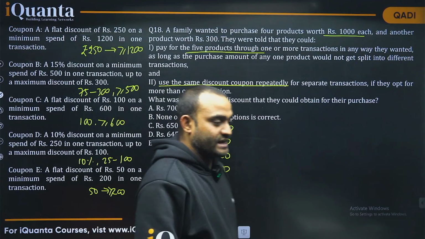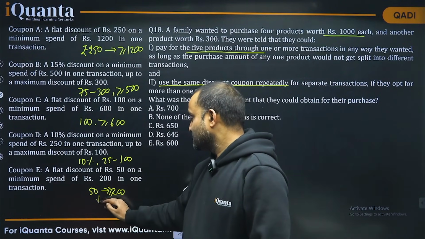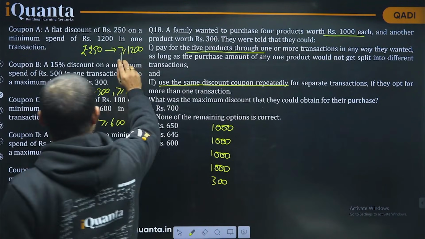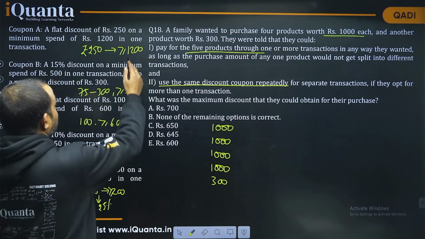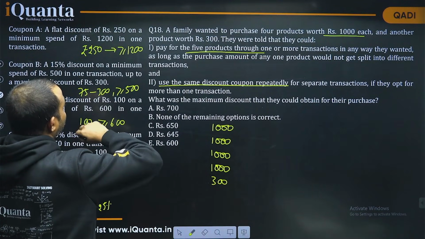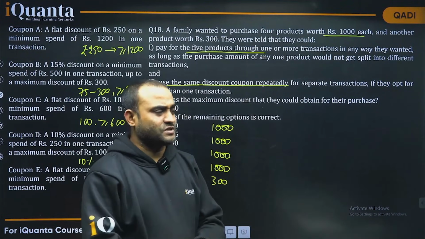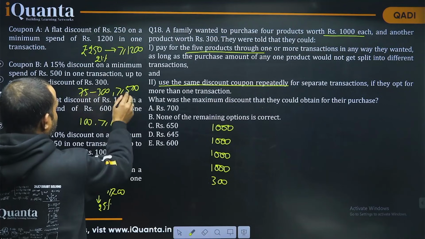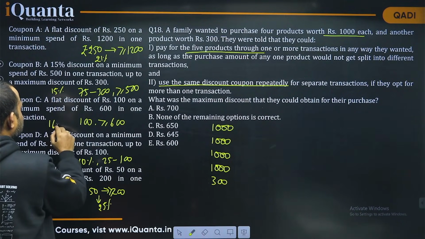Simplify this. In this case, the 100 discount overall comes to 25%, and the 50 discount overall comes to 25%. In this case, if someone is paying 1200 rupees and getting a 250 discount, the discount is basically 20 percent, very close to 21% something, right? In this one, the discount is fixed, which is 15%. In this one, the discount is 16.66% something.